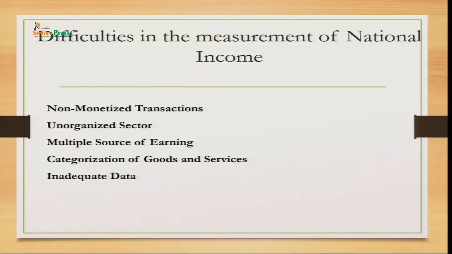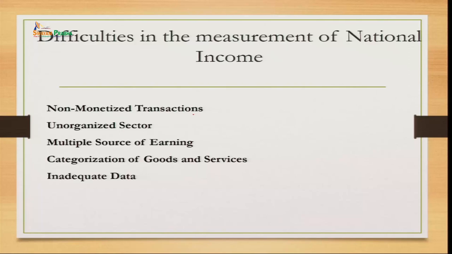If we talk about what problems we face whenever we calculate national income, the first is non-monetized transactions. It becomes very difficult for us to calculate those transactions which are not done in monetary form. Like we have seen the problem in the income method, there are non-monetized transactions where people are not getting any payments for the services which they are rendering, and the goods which are produced are not sold in the market. So these non-monetized transactions are not added to the calculation of national income.